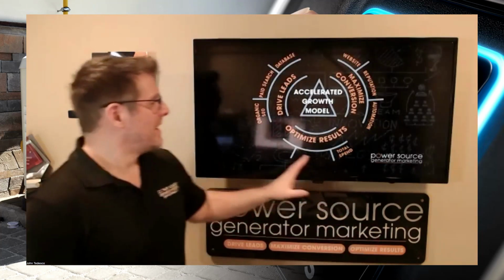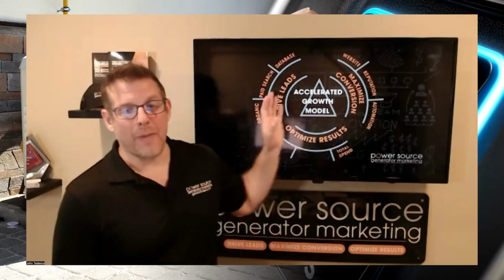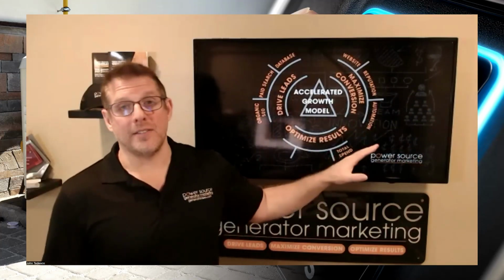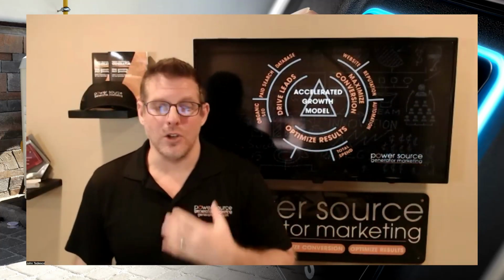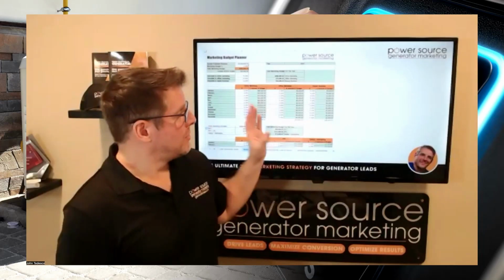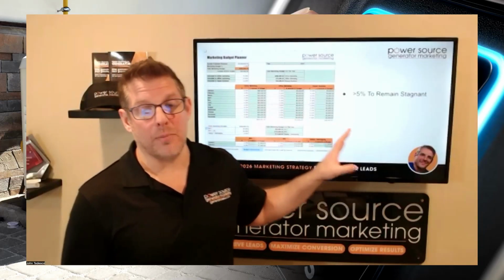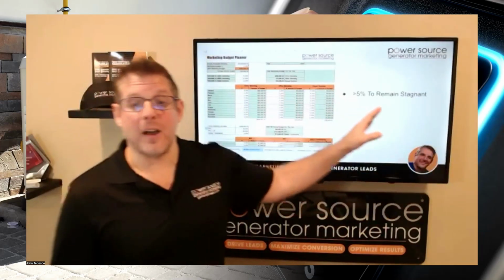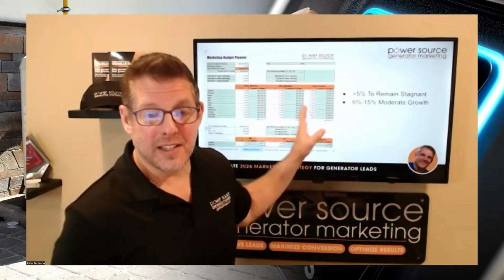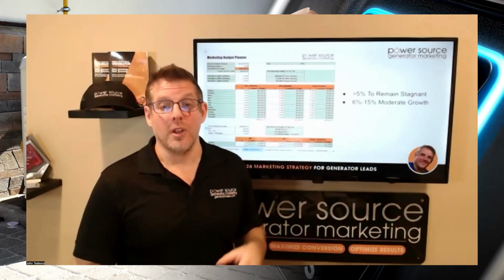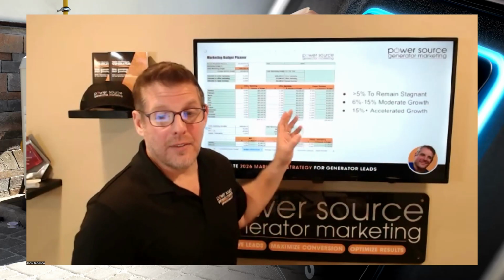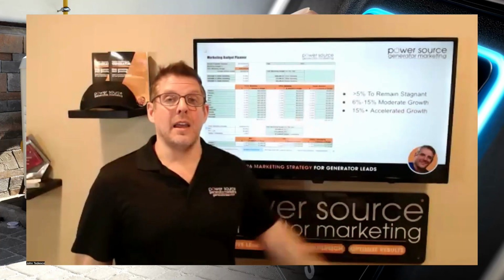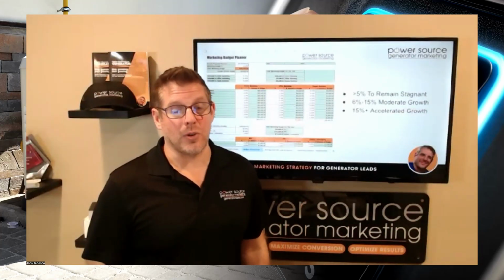All right. Now we're driving leads, we're maximizing conversions. We want to optimize these results. Like I said, don't do anything unless you track it. Prepare your budget. Make sure that you've got your budget planned. Less than 5% to remain stagnant on what you do. 6 to 15% for moderate growth. Oh, I had these numbers wrong before. And 15% and everything beyond that accelerates your growth.